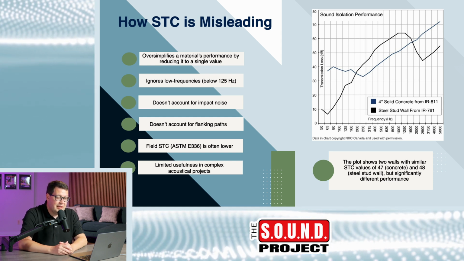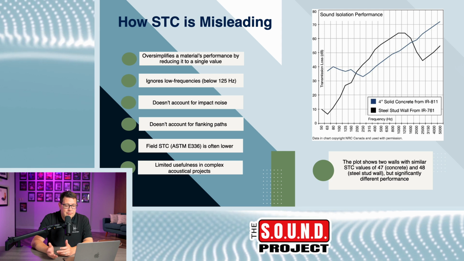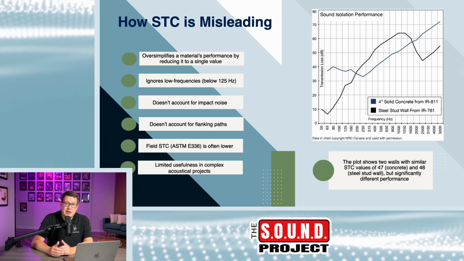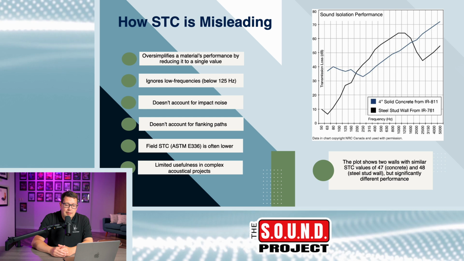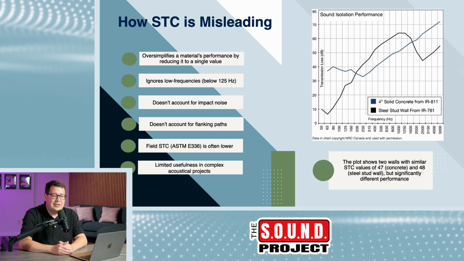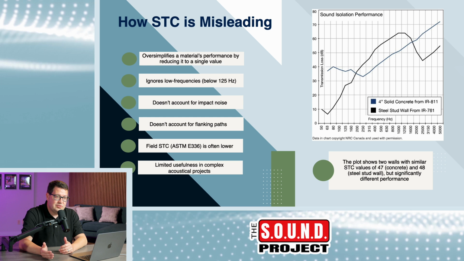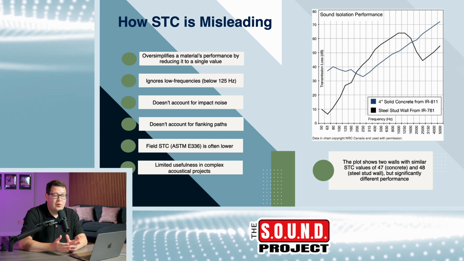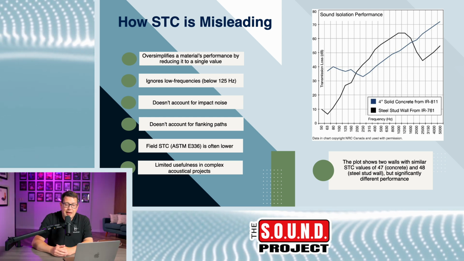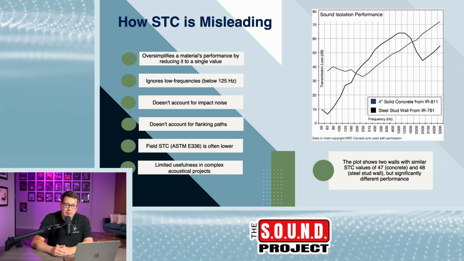The concrete wall is blocking 20 to 30 dB more in the low frequency range compared to the steel studded wall, and it's also doing probably 15 to 20 dB better in the higher frequency range. The steel stud wall is performing better in the mid range, and that's most likely why it's going to get a higher rating of 48 over 47.